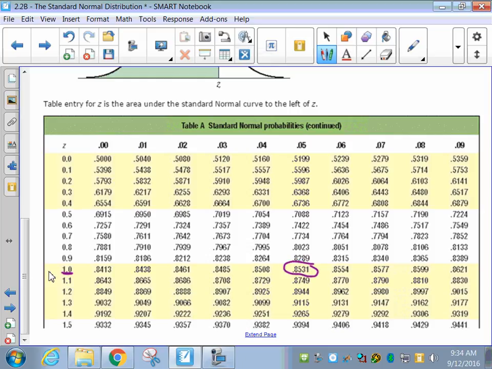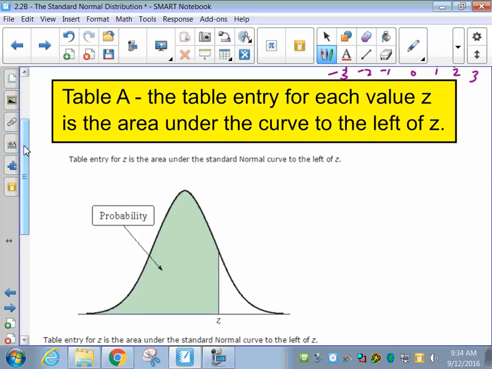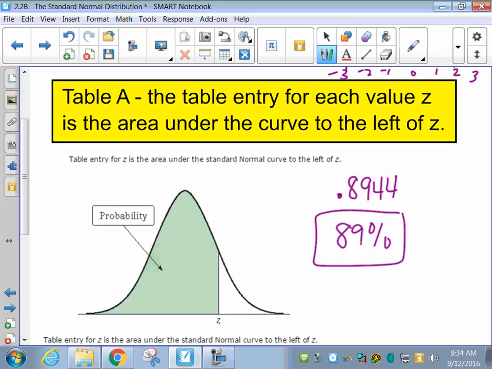Oh wait, why did I do 1.5? I want 1.25. So we go to 1.2 and then 5. 1.25. All right, so we got 0.8944. So for the area that's left of the z-score, we do round a lot of the times. 89% of the observations are below a z-score of 1.25. All right, so if you have a z-score of 1.25, say on a test, you did pretty well, right? You're better than 89% of the class.